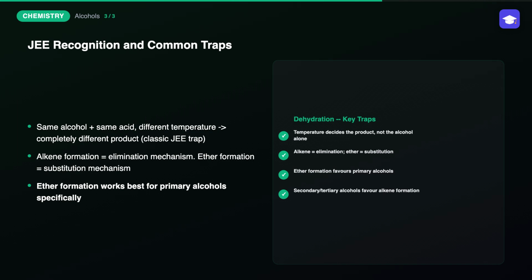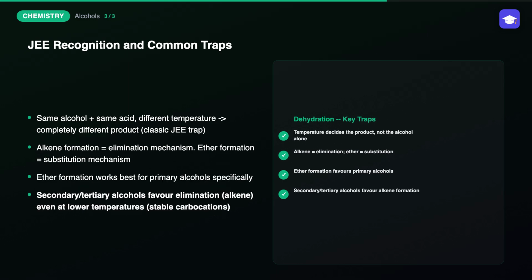Also remember that ether formation genuinely only works well for primary alcohols, since secondary and tertiary alcohols tend to favor elimination to the alkene even at lower temperatures, because their own more stable carbocation intermediates form considerably more readily.